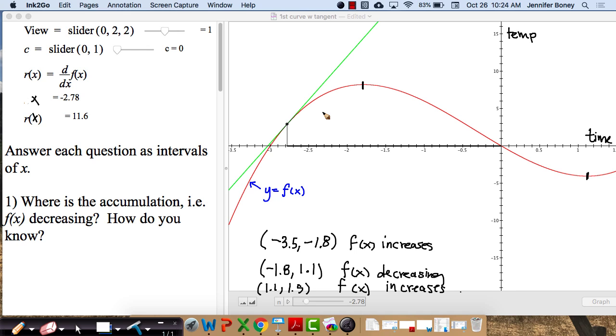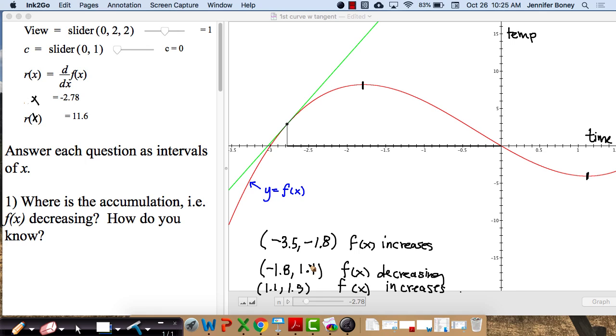So thinking about the rate, r of x, the derivative of f of x. So the rate of change of this graph, or the derivative of f of x, if f of x is increasing, what does that tell me about f of x's rate of change?